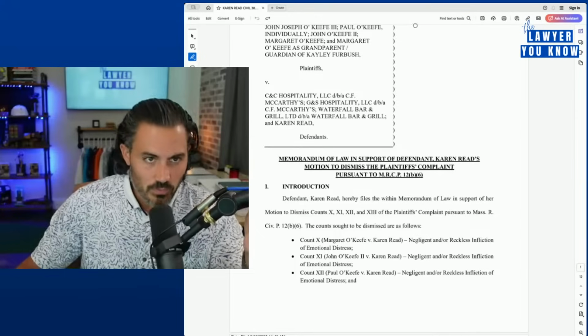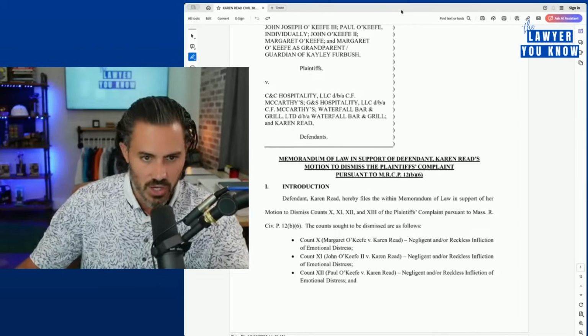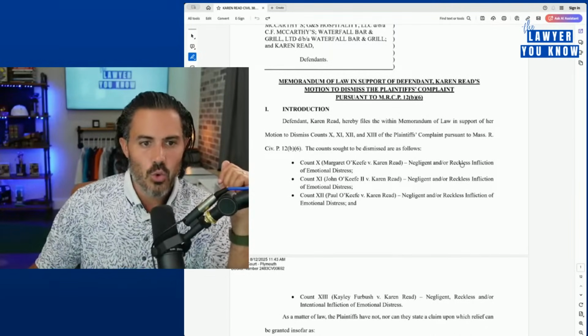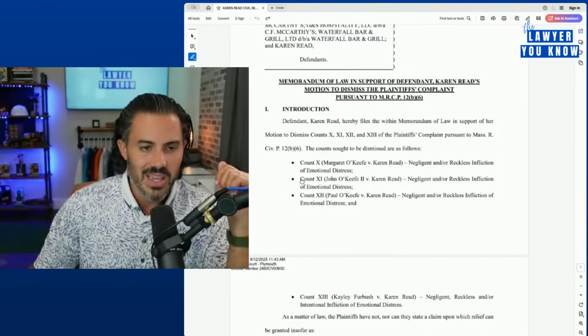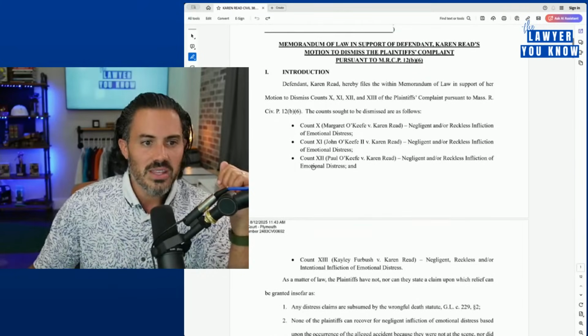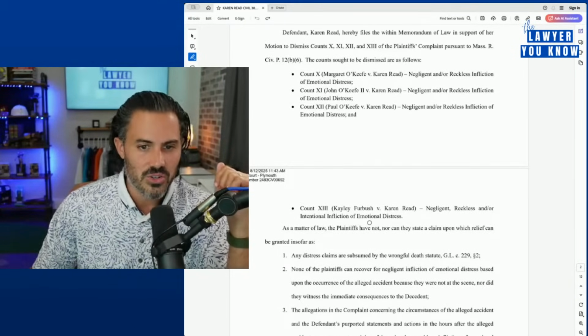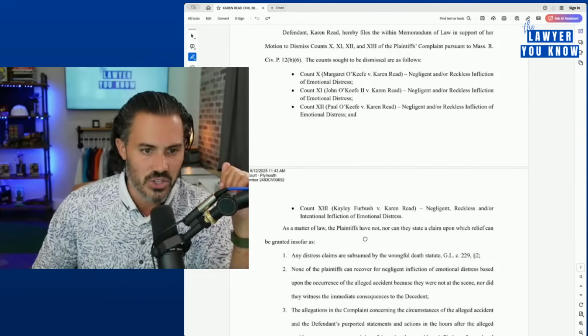So first, what is this motion to dismiss focusing on? Okay, these are the claims. Count 10, negligent and or reckless infliction of emotional distress. Count 11, negligent and or reckless infliction of emotional distress. Count 12, negligent and or reckless infliction of emotional distress. And count 13, negligent, reckless, and or intentional infliction of emotional distress.